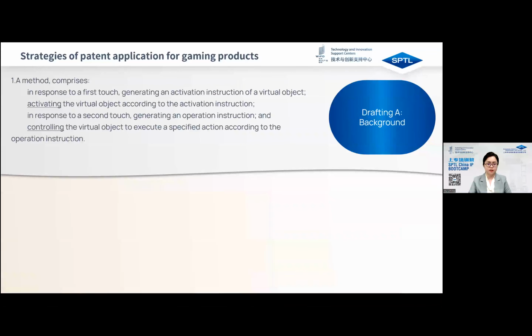Although the above drafting method A can reflect the background process, it might be difficult for judges to understand, such as what is the definition of touch control in the process of infringement comparison. In addition, it is difficult to collect corresponding infringement evidence for such things as activating the virtual object and controlling the virtual object to perform an action. Thus, the patent application drafted according to drafting method A may be difficult to be realized in litigation.